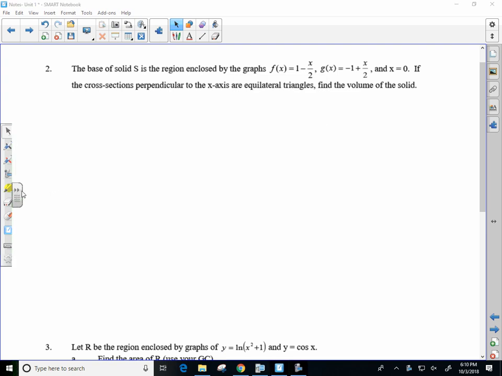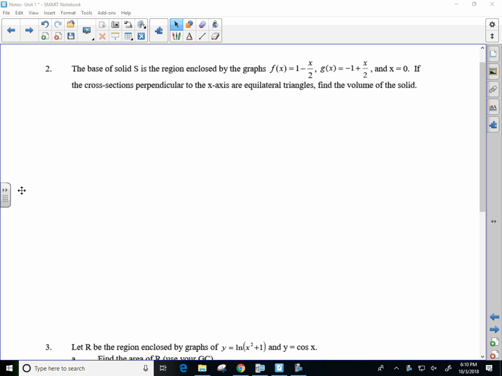Because once we have the appropriate function, the calculator is going to do most of the work. Right? Assuming that you've officially bought into the whole "I'm going to use my calculator now because I won't always be able to use my calculator" ideology. Right? So the base of solid S is the region enclosed by the graph. And if the cross sections perpendicular to the x-axis are equilateral triangles, find the volume of the solid.